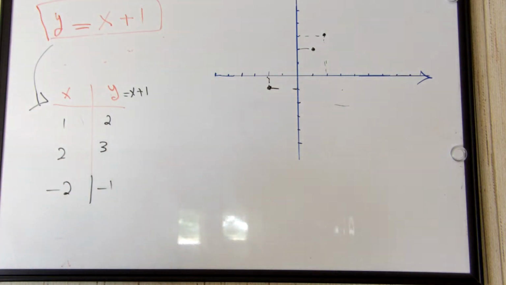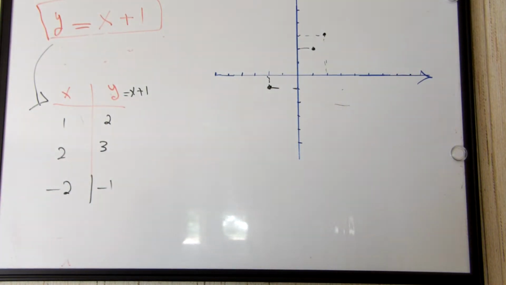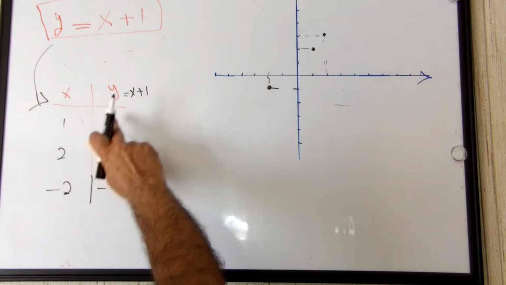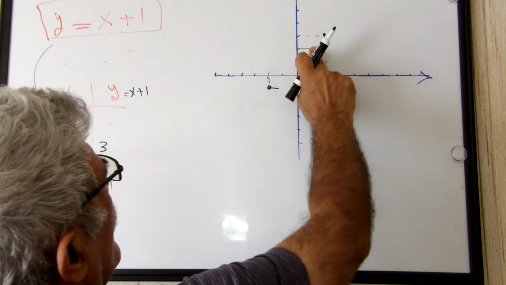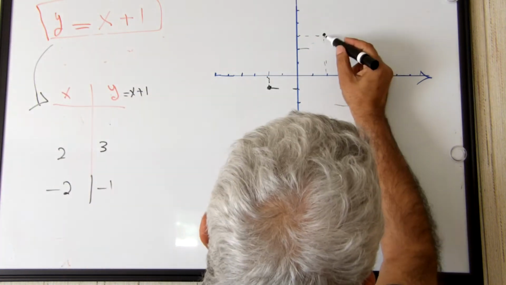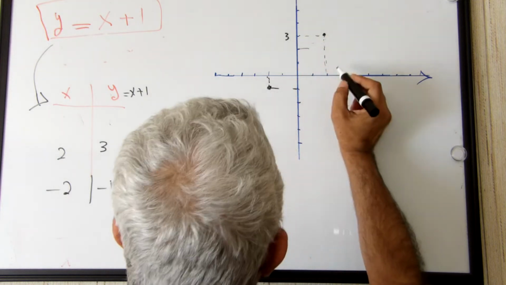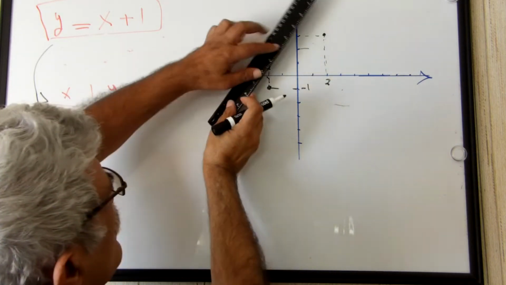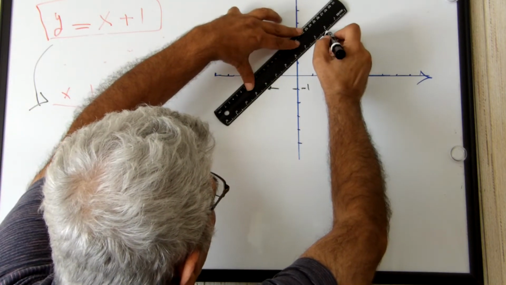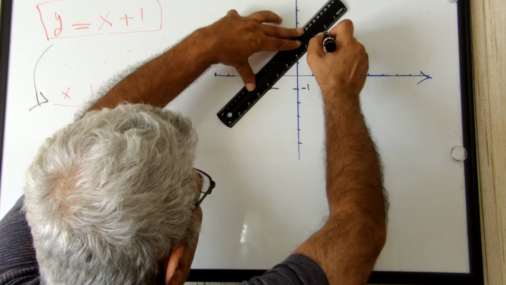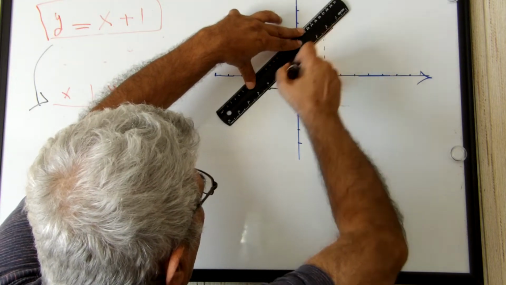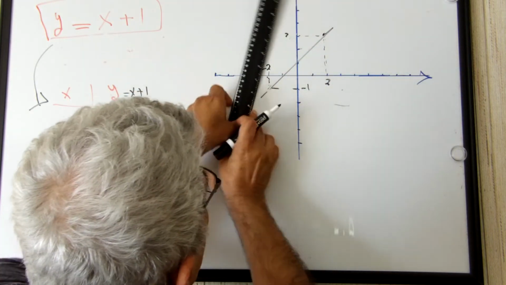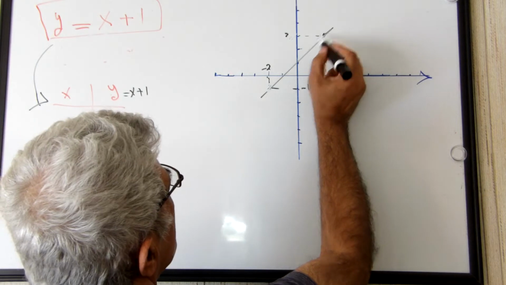If we connect these two points, having two points is enough. With x equals 2, y is going to be 3, and if x is minus 2, y is going to be minus 1. Just two points would be enough for us. So this is the line.